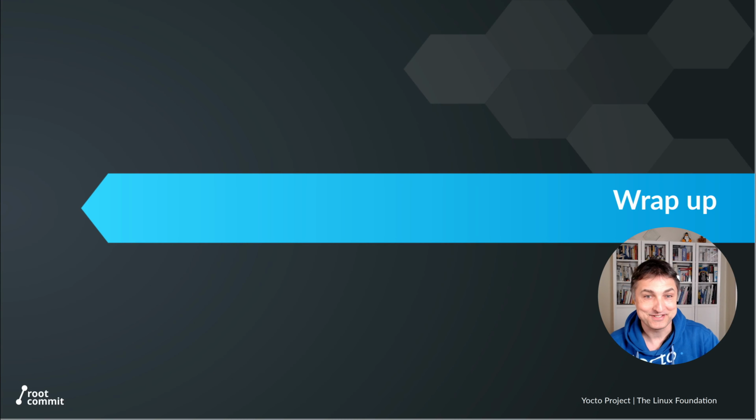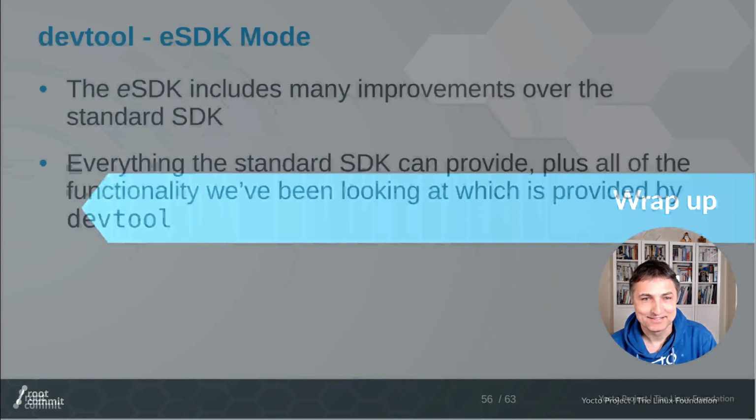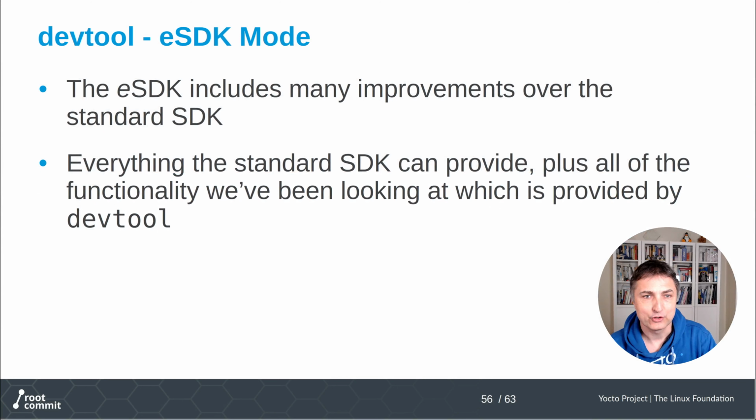All right, now it's time to wrap things up. So a few words about the extensible SDK or ESDK. Well, you know, an SDK, a software development kit, is something you can deliver to people working with your images so that they can compile and add their own applications without having to have the full build system itself. In the case of the ESDK, it's typically the standard SDK plus devtool, which allows to perform many operations that you could do if you had BitBake.